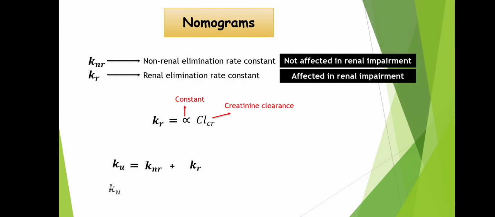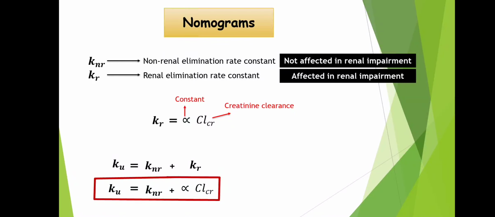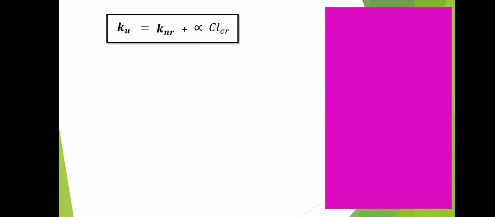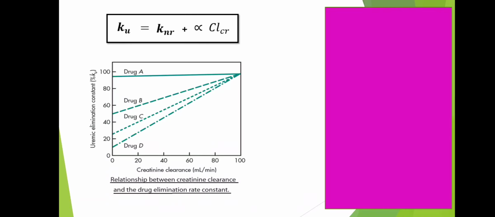So you can rewrite this equation as Ku equals KNR plus, instead of Kr, we can write the above equation, that is alpha, the constant, multiplied by creatinine clearance. So basically this equation can be used in the construction of a nomogram. This is the equation and this one is a nomogram.